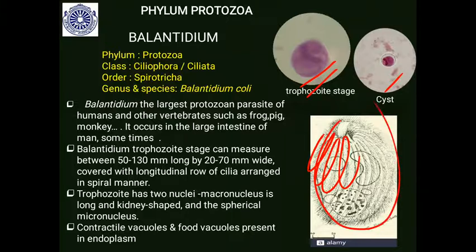It has a somewhat oval shape, about 50 to 130 micrometers long and 20 to 70 micrometers wide, covered with longitudinal rows of cilia. That's what I said, that's why it's called Spirotricha. The trophozoite has two nuclei. One is kidney-shaped, the macronucleus, and the other is the smaller one, the micronucleus. Contractile vacuoles and food vacuoles are present in the endoplasm. So these are the food vacuoles, and the contractile vacuoles are present.